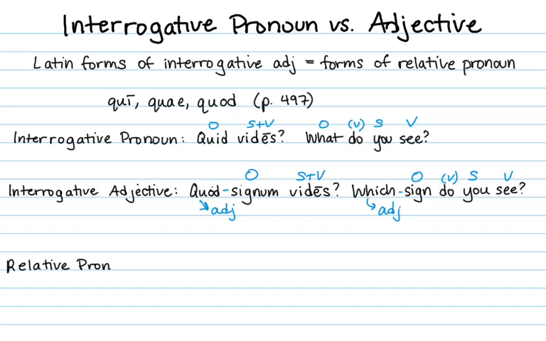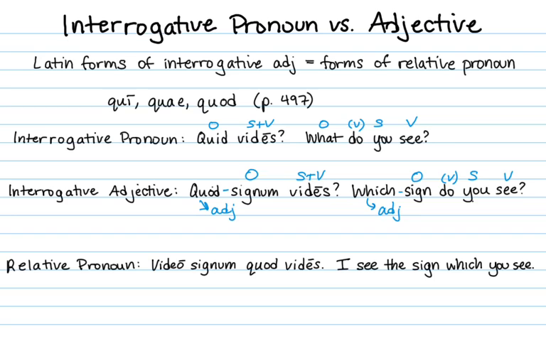Last up, let's look at an example of a relative pronoun. Video signum quod vides. I see the sign which you see. Where signum is the antecedent of quod, quod is now a relative pronoun introducing a subordinate clause. It is the direct object of vides, which you see. I see the sign which you see. The form is what we've learned in past chapters, qui, quae, quod, and it is a relative pronoun because it introduces a relative clause.